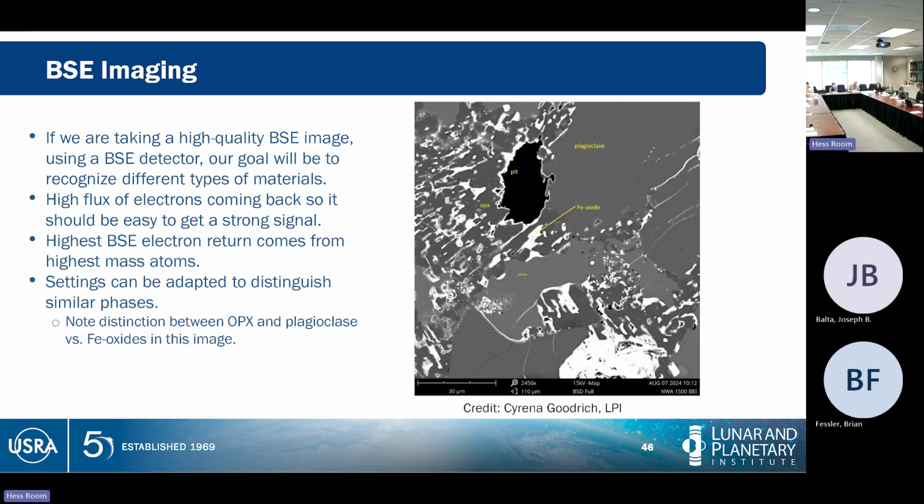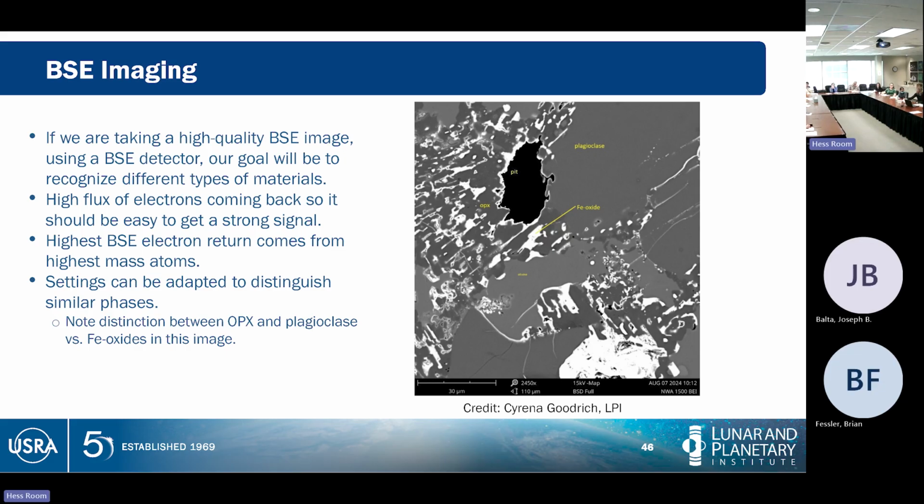Okay, so now a little bit of talk about how to get good quality images on different things. If we're trying to get a high quality backscattered electron image, our goal with this type of image is to recognize different types of materials. So what we want is a high flux of electrons coming back so that we get a strong signal, giving us a map of the high mass atoms. We can then adjust the settings to be able to distinguish between similar phases.